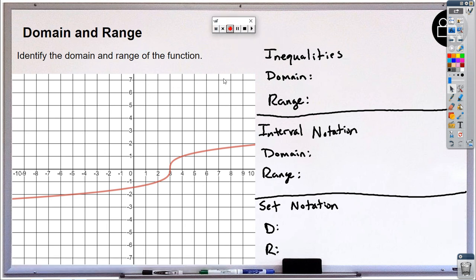Alright, so for this video we're going to talk about domain and range, and then how to get you guys ready for that upcoming test on how to identify domain and range from a graph. So you'll see this question on your test come Thursday, so let's go ahead and get started.